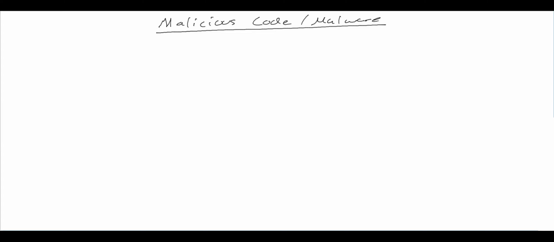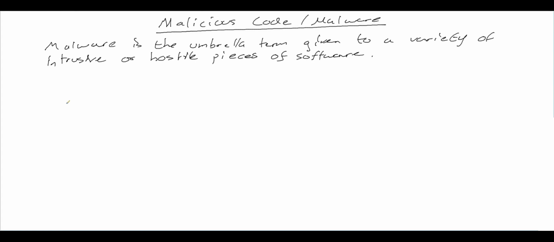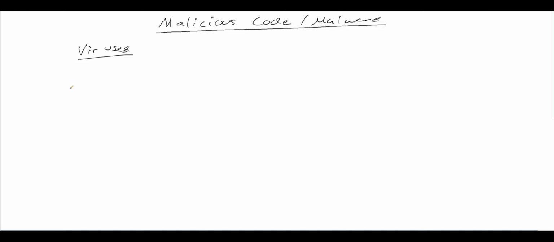In this tutorial video I'm going to be talking about malware and the different types of malware that you need to know about. So first of all, what is malware? Malware is the umbrella term given to a variety of intrusive or hostile pieces of software. So this is any software that you wouldn't want to have on your computer because it might be annoying or it might be genuinely harmful. And malware can take many different forms, and the types you need to know about are viruses, Trojans, spyware, and adware. So first of all then, let's take a look at viruses.